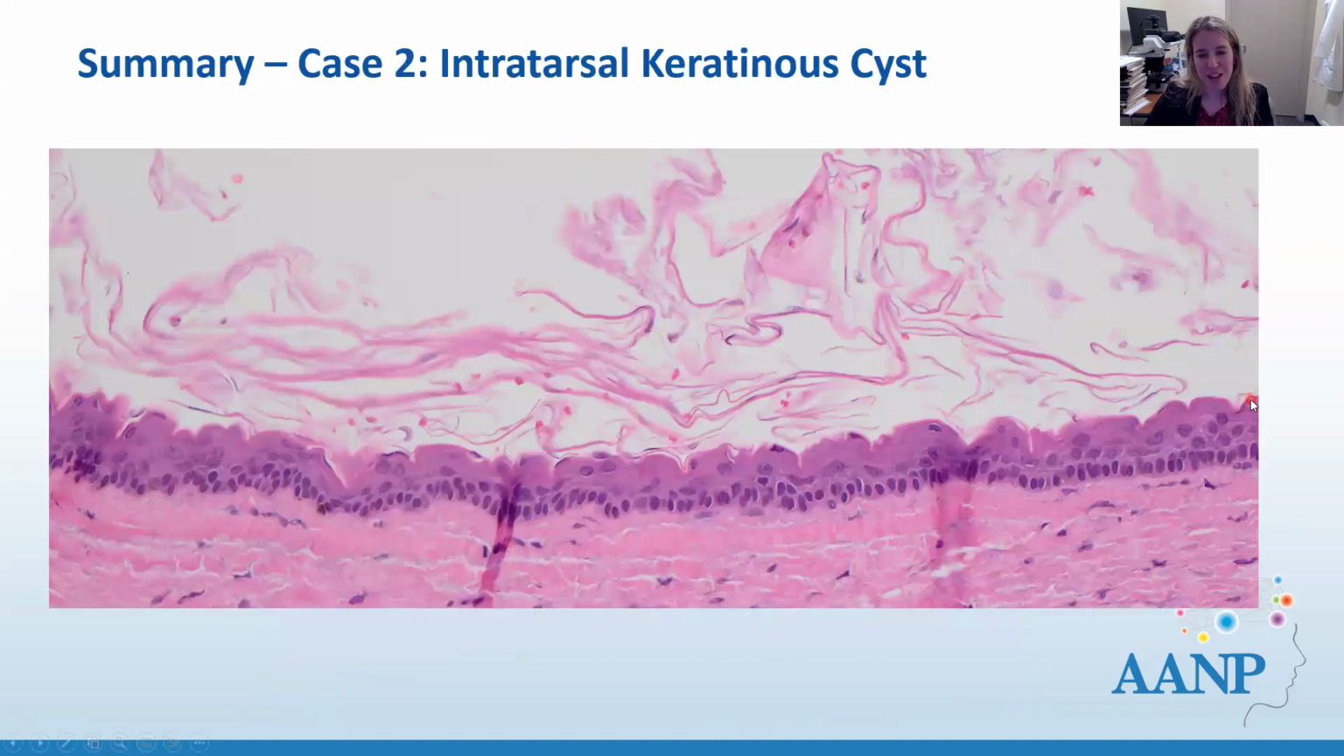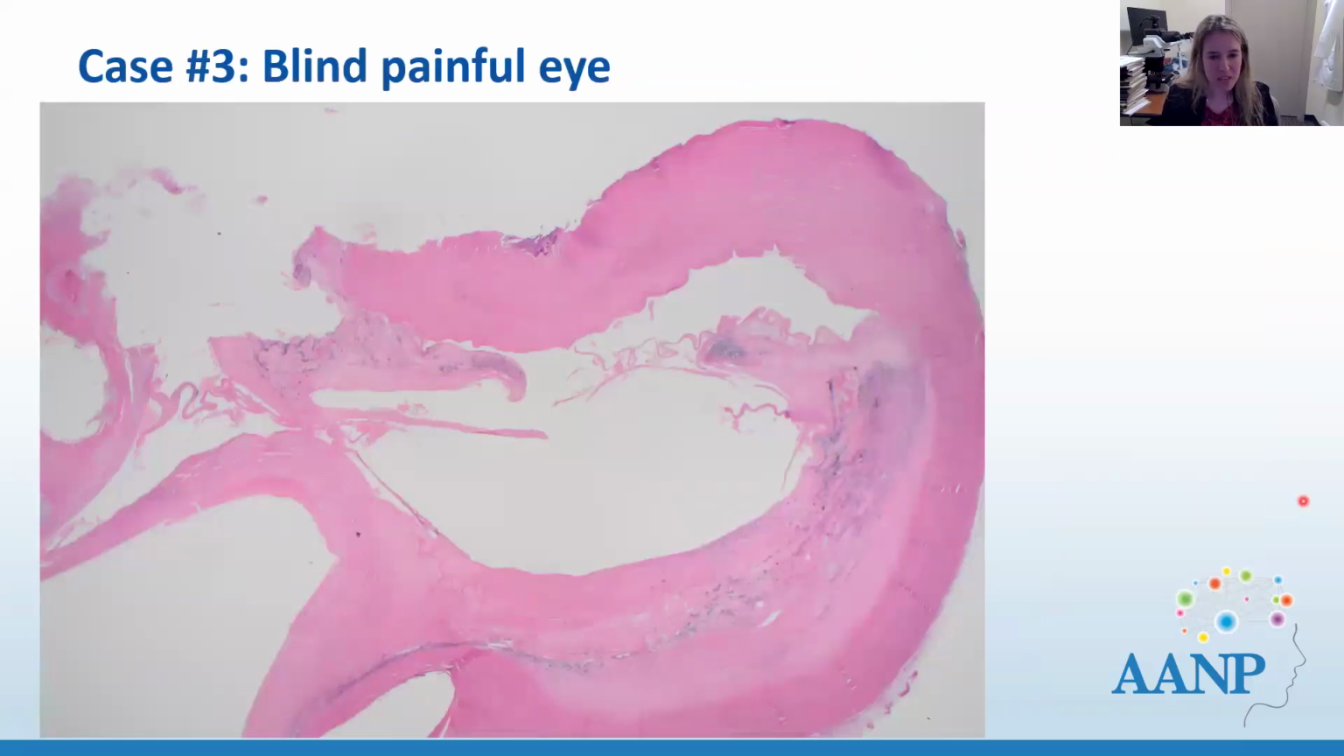So with that, just as a summary of our case 2, we saw that there was an intratarsal keratinous cyst, which is pretty unique to the eyelid, should trigger thoughts of Gorlin syndrome if it is not a sporadic case. And I'd like to move on to our third case, which is our last one that we'll be covering.